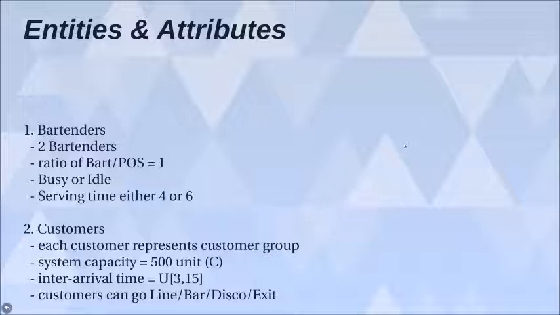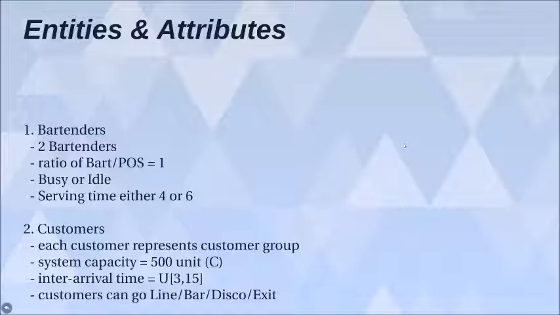As previously mentioned, Joe's has a total of 3 bars, and each has 4, 2, and 2 bartenders. We tried to put all 3 bars into our model, but due to the license limitation, we simplified it and ended up modeling just one of the bars, the inner one with the stage. The bar that we are modeling has 2 bartenders and 2 POS machines, so the ratio of bartenders to POS machines is 1. The state of bartenders is either busy or idle. The serving time is either 4 or 6 based on the random variable.